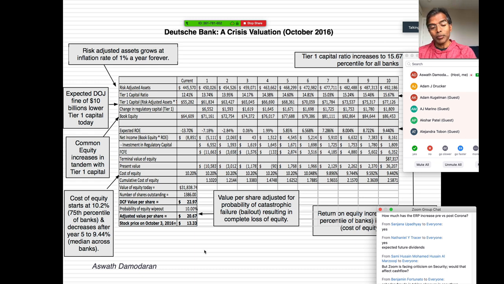But if that happens, my equity is worth nothing. I tested a 10% chance that Deutsche would not make it as a going concern bank, and my equity would therefore have to go to zero. 90% times 23 plus 10% times zero is $21 per share. The stock was trading at 13. I actually bought it at 13.